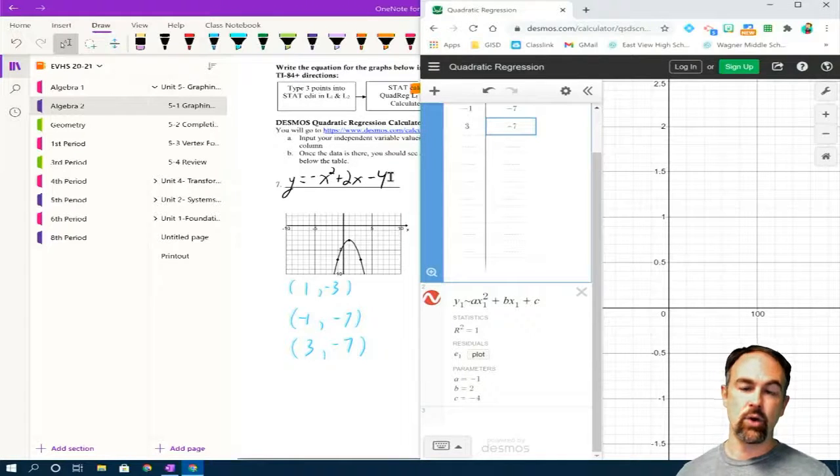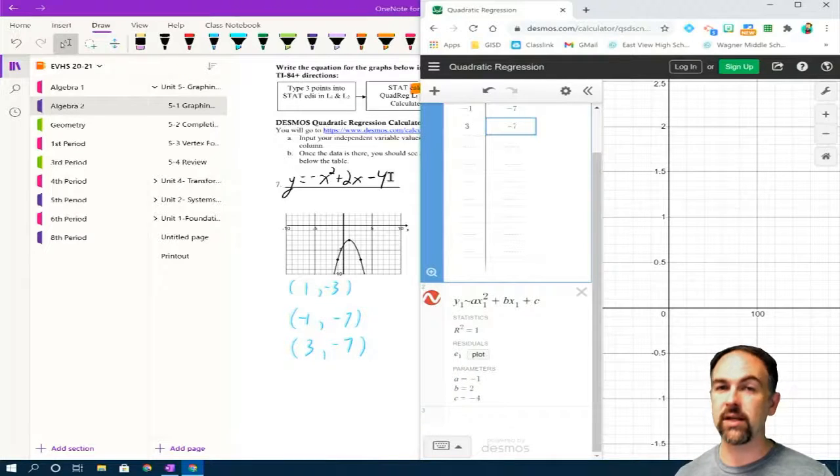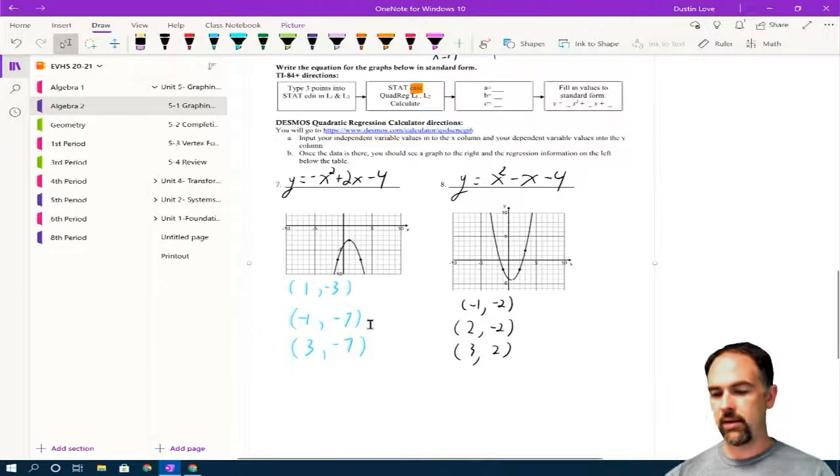Same process, quite a bit easier on Desmos. I just want to show you how to do it on the calculator too, because that's what you're able to use on things like the SAT, ACT, any other standardized test. You're not going to have access to things like Desmos. So that's all that we have for you guys today. Good luck on that homework assignment.